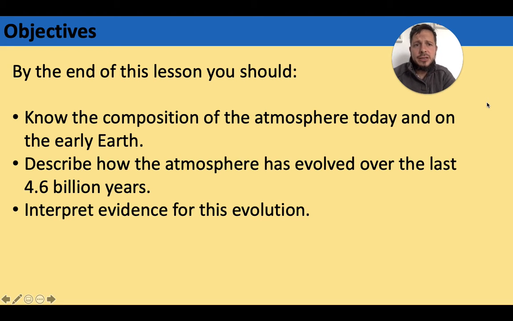Now, by the end of this lesson, you should be able to do these three things. You should know the composition of the atmosphere today and on the early Earth. You should be able to describe how the atmosphere has evolved over the last 4.6 billion years, and you should be able to interpret evidence for this evolution.